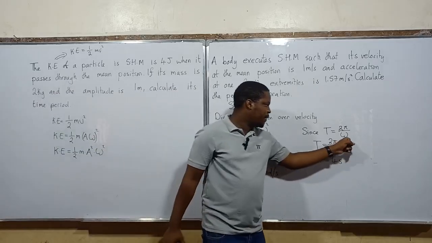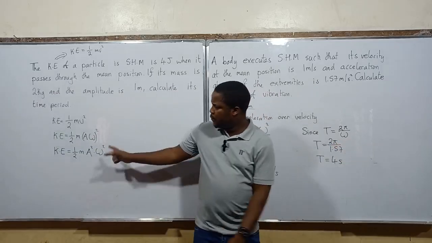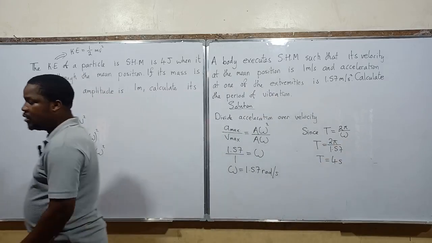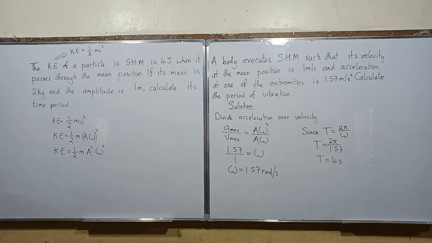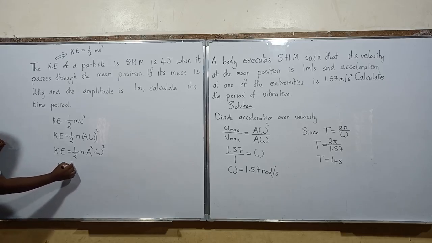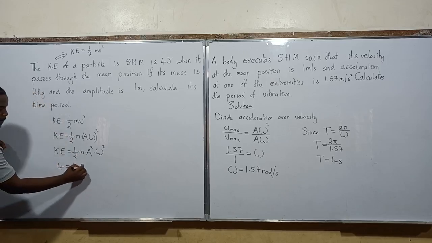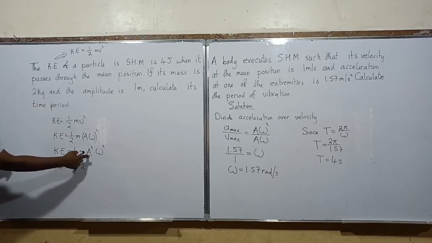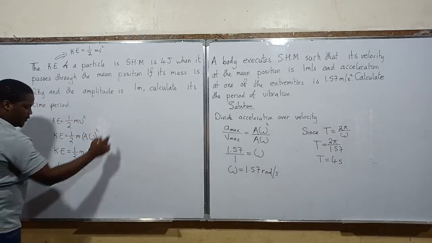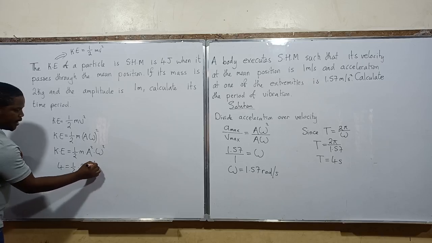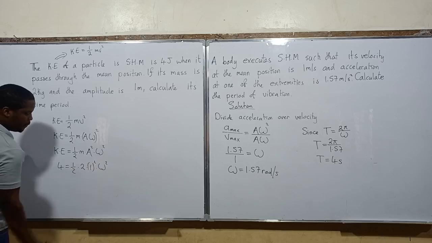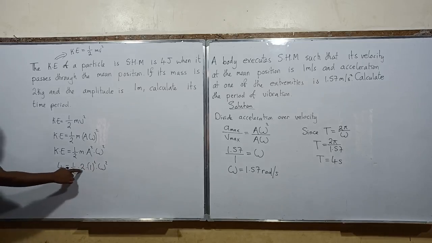We need omega. So from this expression, let's first find omega. Using omega, we're going to proceed and find what? Time period. Do we have KE? Yes, 4. Half. Do we have M? Yes, 2. Do we have A? Yes, 1. And omega is what we're looking for. So half times 2 is just 1. So 1 times 1 times that.